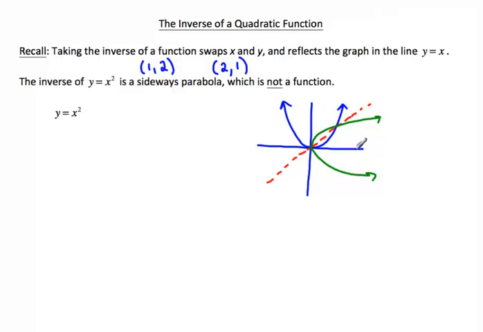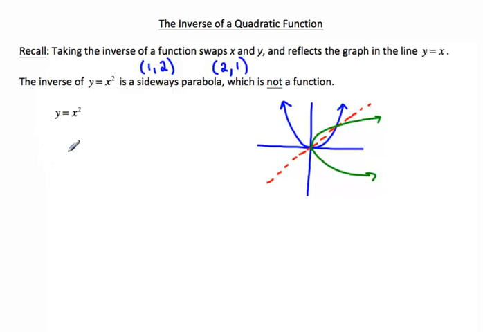So the inverse of y = x² is this sideways parabola, and that's not a function. Remember that a function is something that has only one output for any one input, only one y value for any one x value. Graphically, it means that a function passes the vertical line test, and we can see that this green graph fails the vertical line test. A vertical line will touch the graph in two places. So the inverse of a regular parabola, y = x², without any restrictions on it, is not a function.